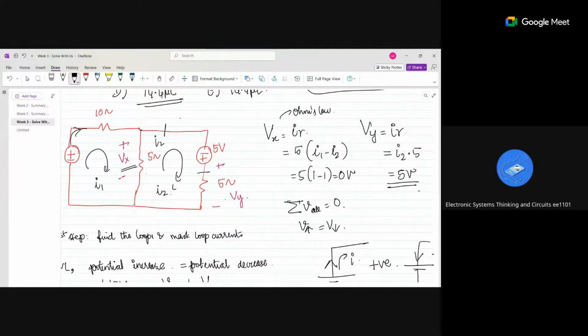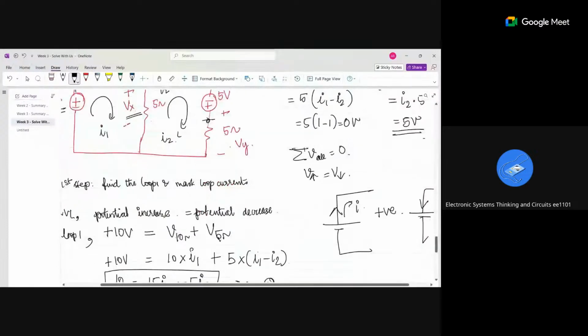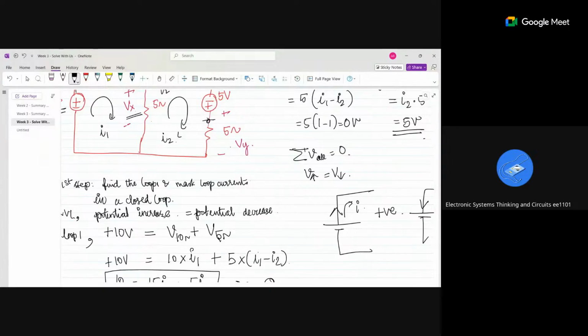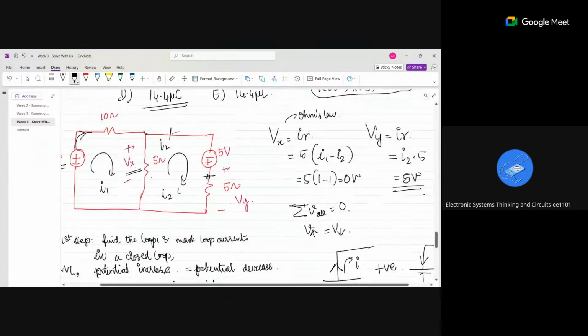You can find the potential difference across this point, but you can't apply this rule, because KVL says that in a closed loop, potential increase is equal to potential decrease. If at this point the value is V1, and at this point also it is V1, then I can use it, because the potentials are the same, so I will take it as a closed loop. But simply you can't use it.